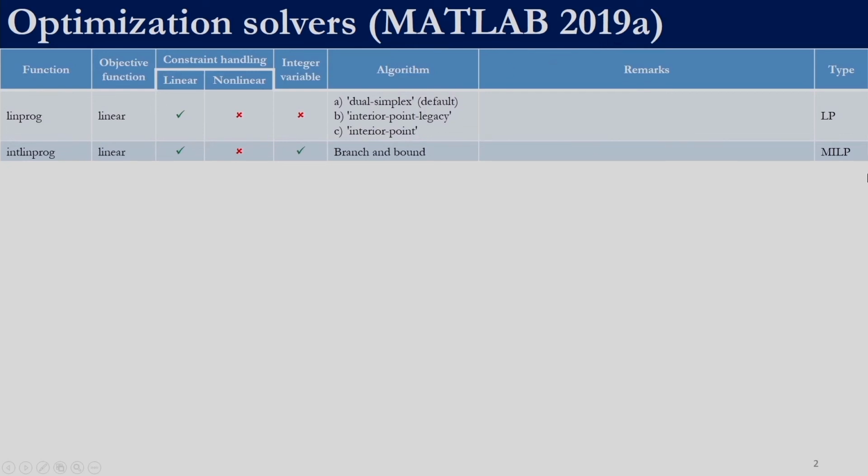So, the first function that we will be looking at is linprog. In linprog, the objective function has to be linear, the constraints have to be linear, it does not support nonlinear constraints, and it does not support integer variables. So that is nothing but a linear programming problem. If you have a linear programming problem, then linprog can be used to solve that problem.